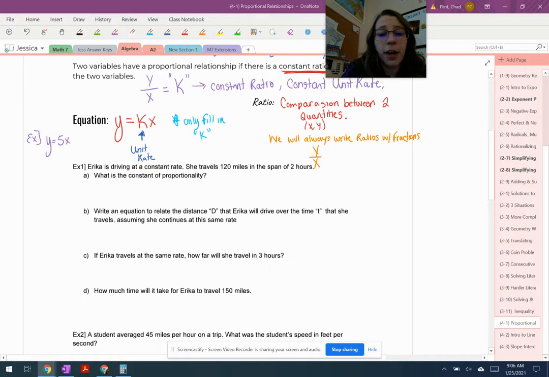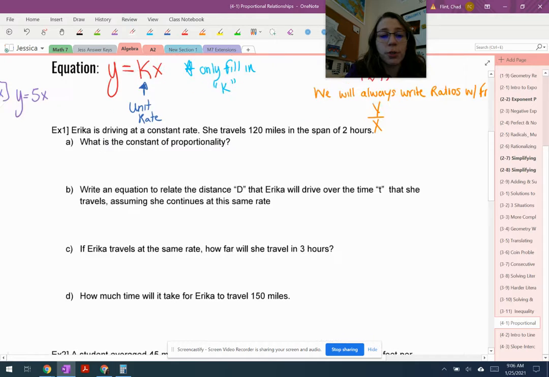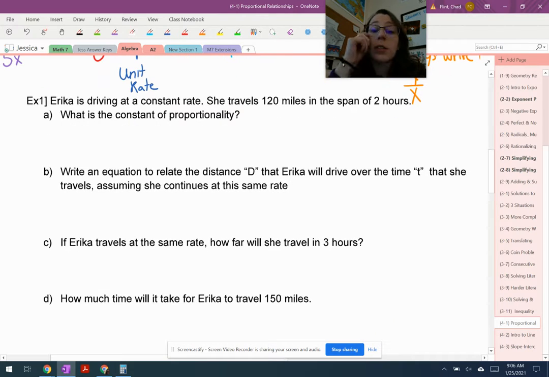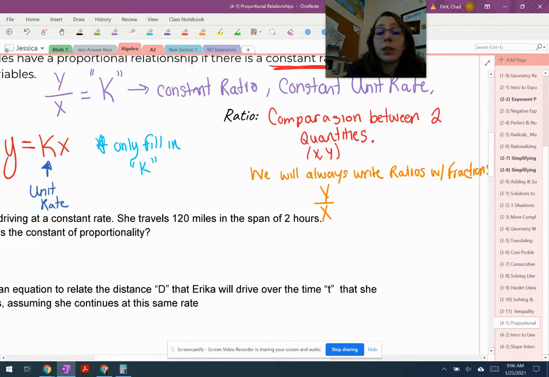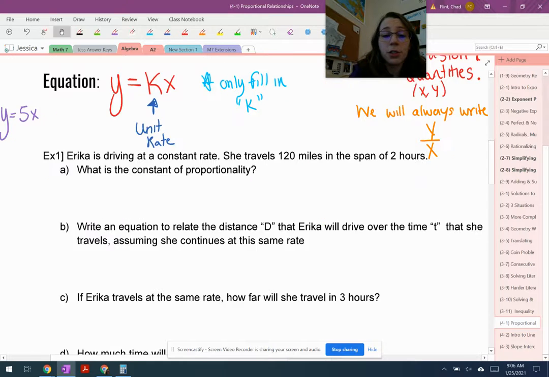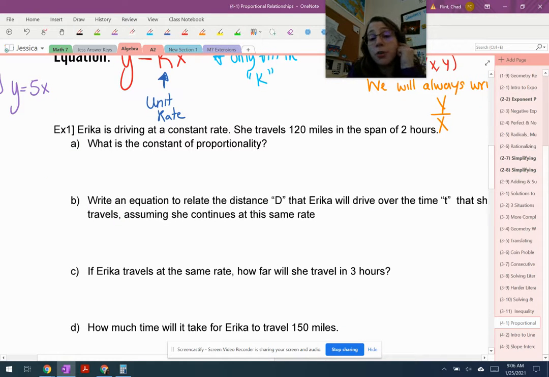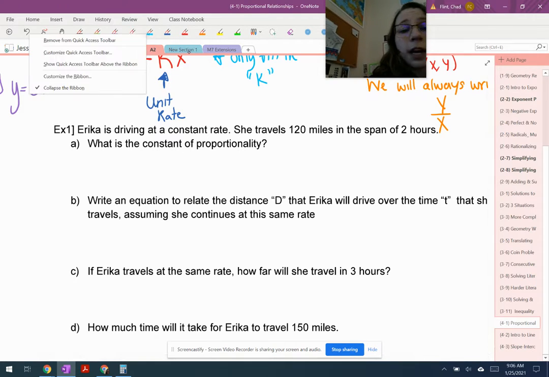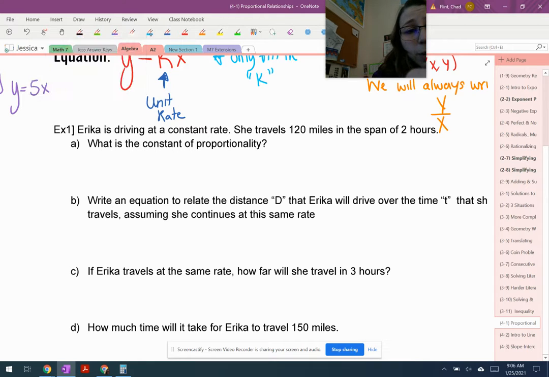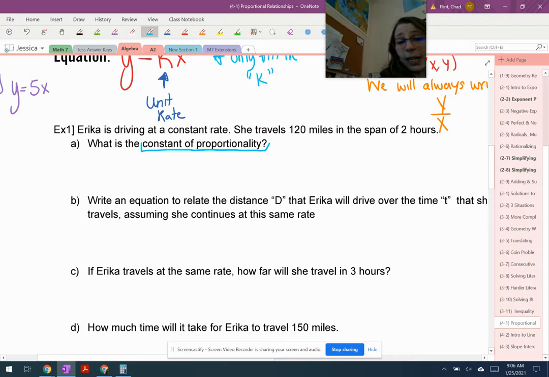Okay, example 1 here for algebra 4-1, dealing with proportional relationships. So Erica is driving at a constant rate, hence that constant ratio, constant unit rate. She travels 120 miles in the span of 2 hours. What is the constant of proportionality? That right there might be freaking out because constant of proportionality is a big word. We haven't talked about that in years. Constant of proportionality simply just means that unit rate.